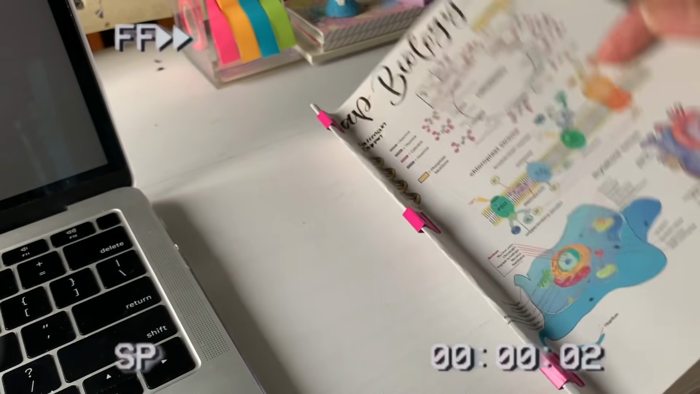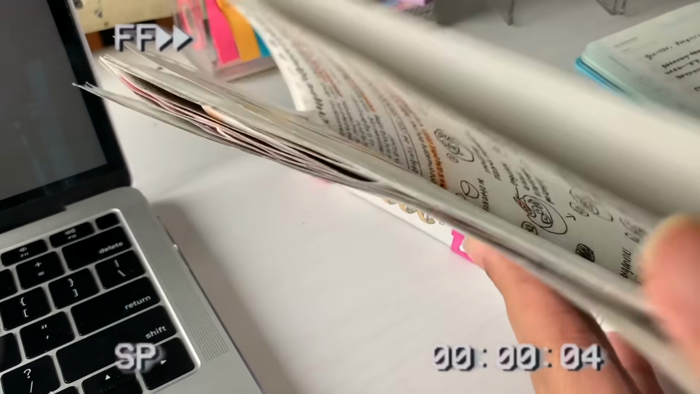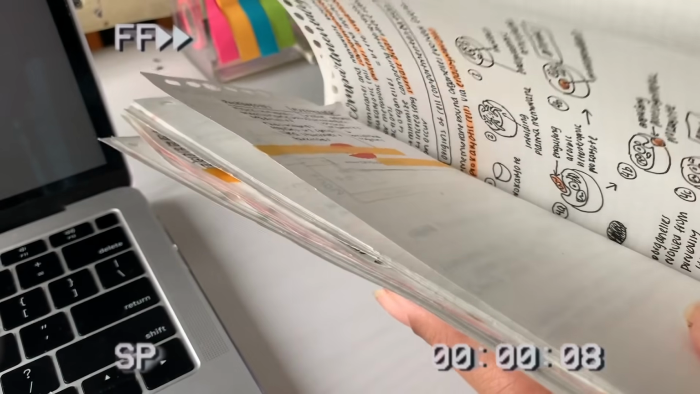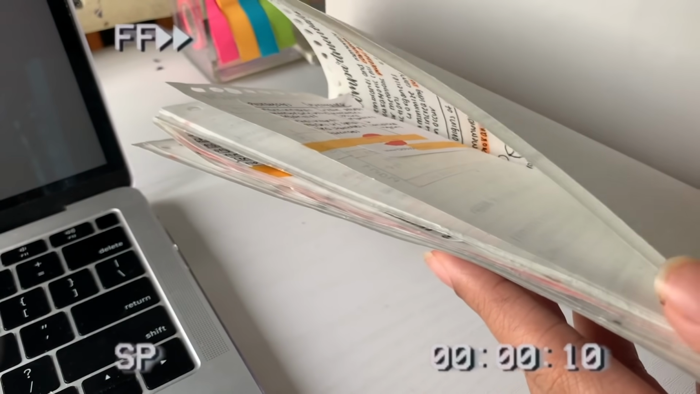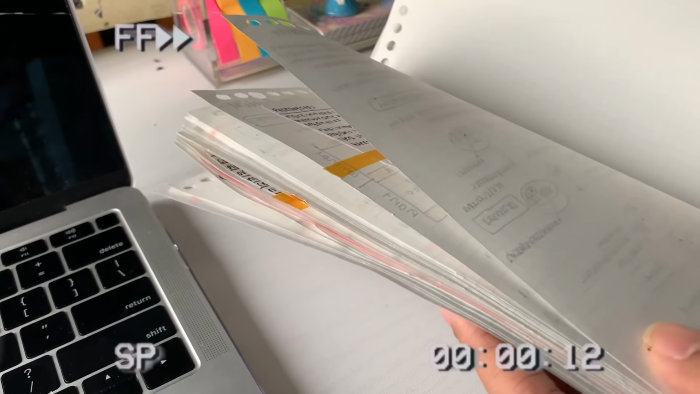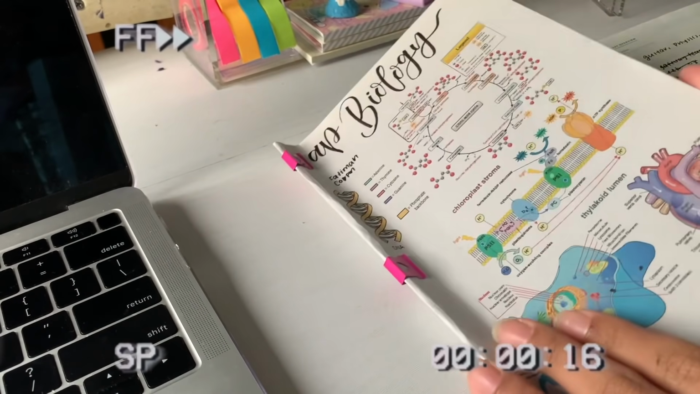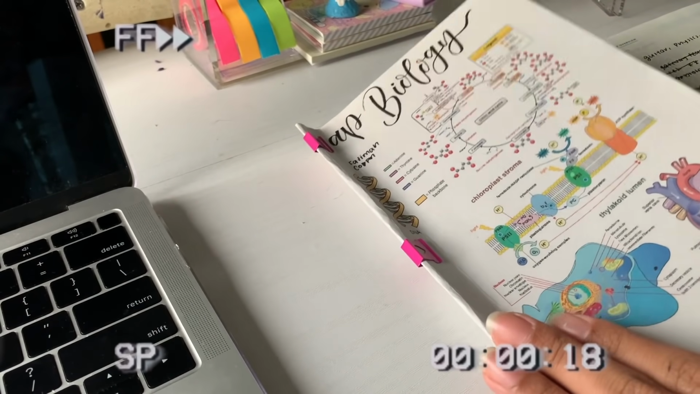So this book is officially filled up with units 1 and 2, and I did not anticipate that it would perfectly fit in, but it did, and I only have one remaining page, which is really good. I can start another one, but I'll be doing a quick flip through.